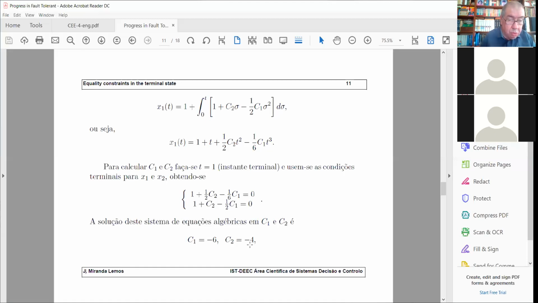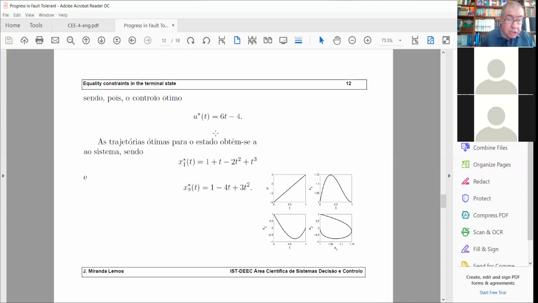And at this point, you have solved the problem because you just replace C1 and C2 in the expressions for the optimal control. And you know that the optimal control is 6t minus 4. Now, you can replace this value of the optimal control in the state. And you get these expressions for the optimal state. Here is a simulation in which you see the evolution of u in time. So this is u as a function of time, the optimal u as a function of time.